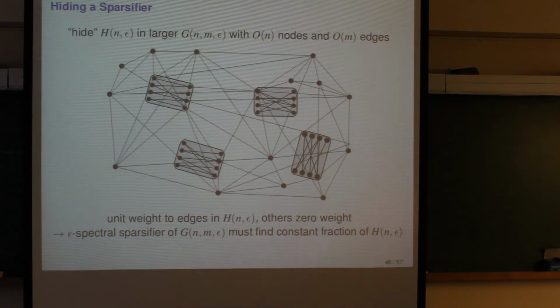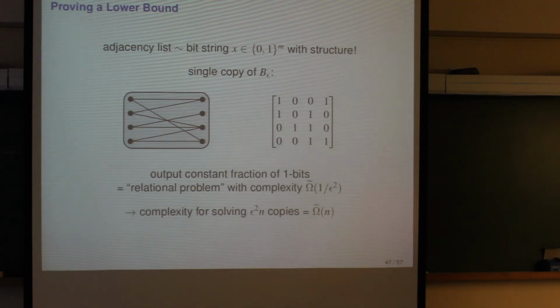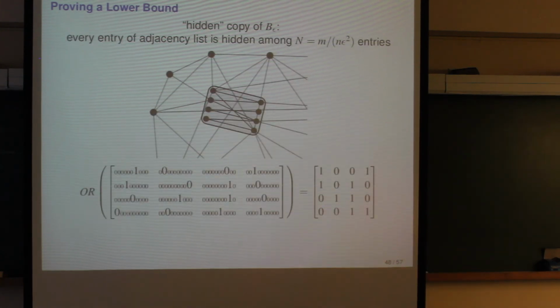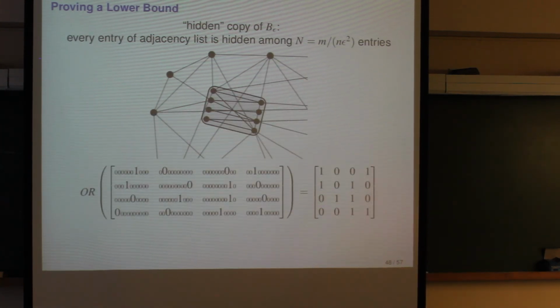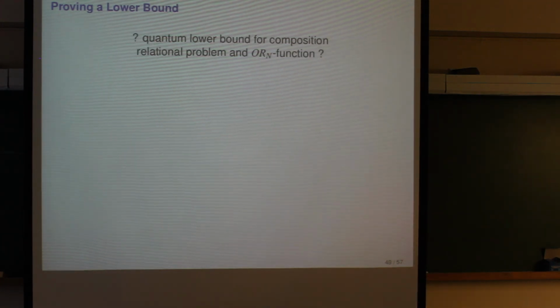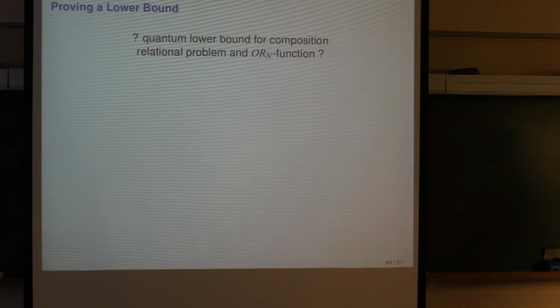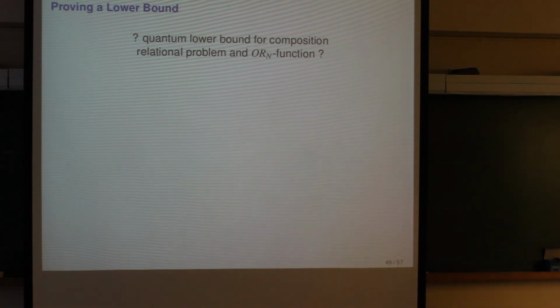And that's kind of the idea. Again, there's a lot of details in how to really implement this in a kind of black box way. But yeah, that's what we did. At some point, we reduced the problem to a quantum lower bound for the composition of an OR function with a relational problem. And a relational problem is basically what we're working with, right?